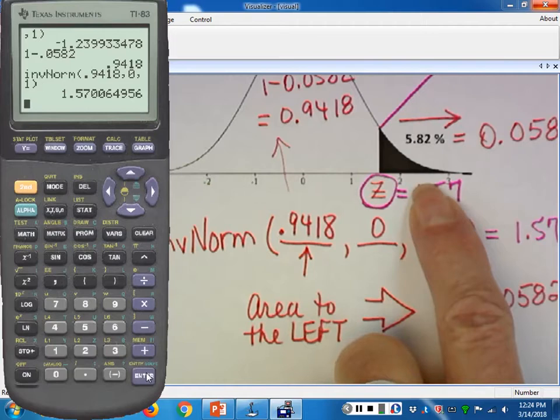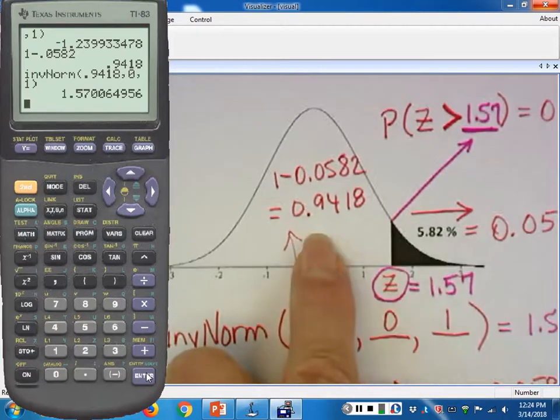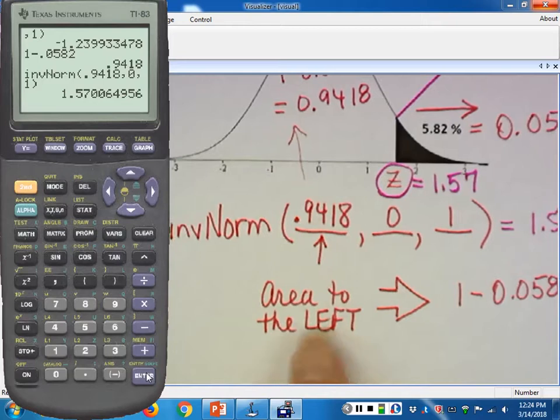Okay? And because I had the area to the right, my brain wandered back to chapter 4 and said, oh, the sum of all the probabilities is 1. And if I have the probability to the right of that number, the probability to the left of that number is based on the rule of complements. Remember that rule? That if you have the probability of A, you can find the probability of A not happening by subtracting the probability of A from 1. So that's the reason that we did what we did here. That let us actually use our calculator command then. Okay?